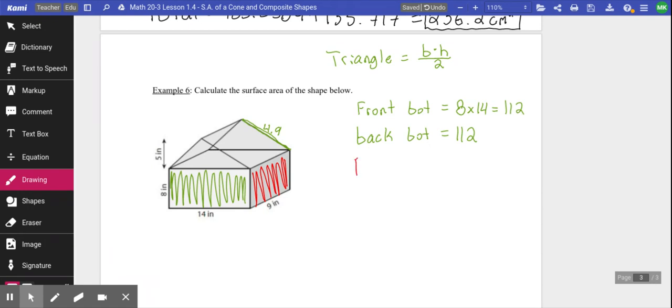So if I look at the right side of the bottom, that would be 9 times a height of 8, which would be 72. So the left side would be the exact same.